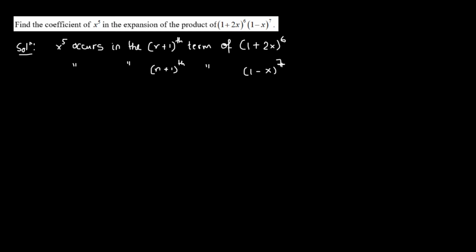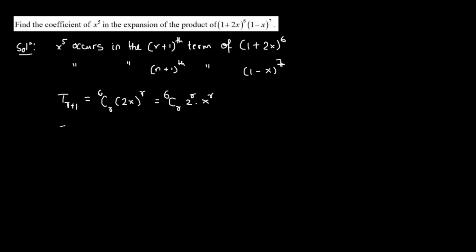Now we try to find out the value of t r plus 1, and that will be equal to 6 c r times the first term, which is 1, times the second term, which is 2x raised to the power of r. This will be equal to 6 c r times 2 raised to the power of r times x raised to the power of r.